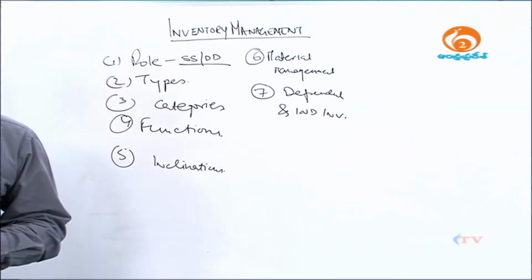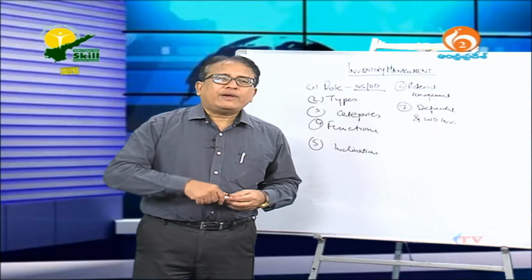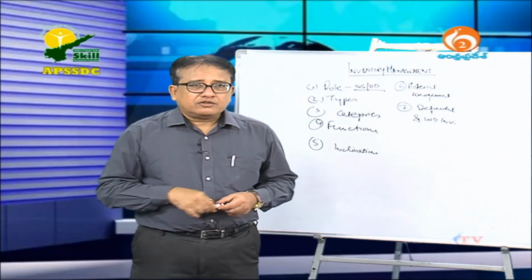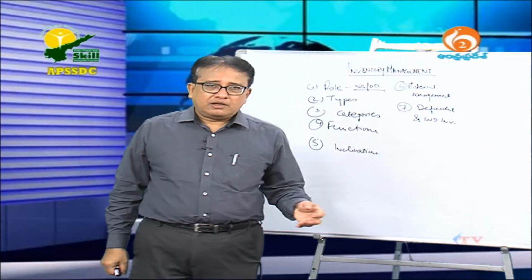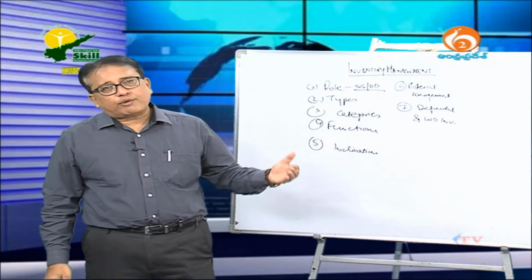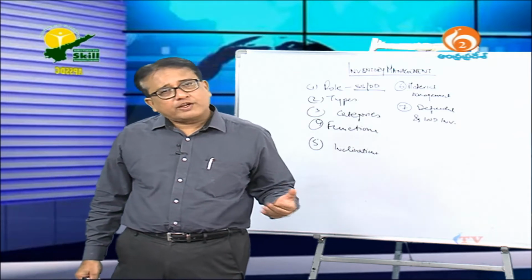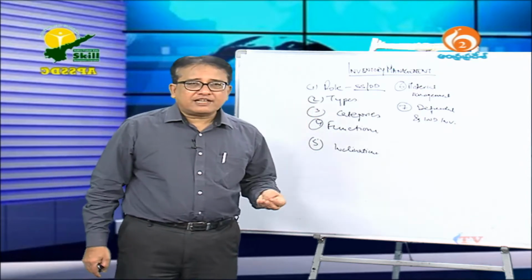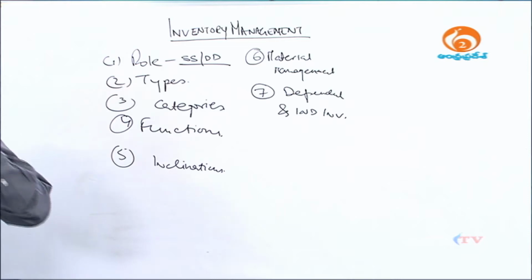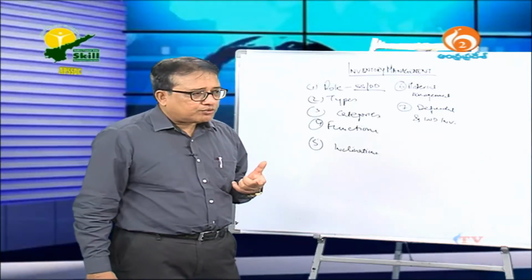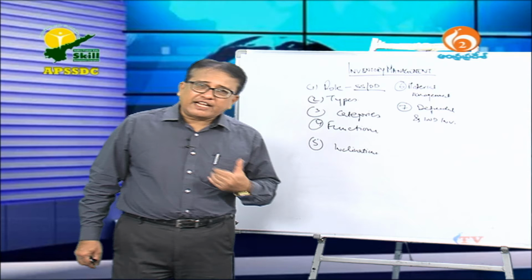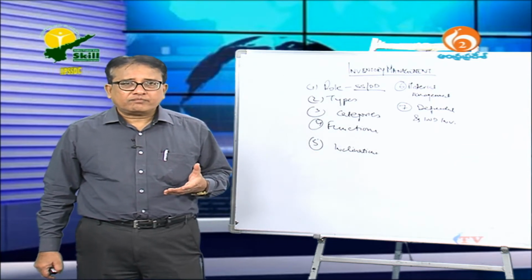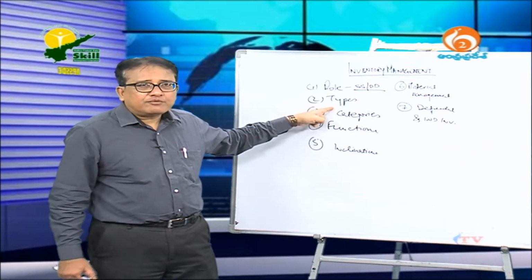Now, what are the types of inventory? When a product is produced, it needs raw materials. So, you need inventory of raw materials. When a product is made, it is made up of different components or semi-finished goods, or we can say work in progress. So, you need an inventory for that as well. There is also inventory for items which are required to maintain the plant. So, there are different types of inventory.